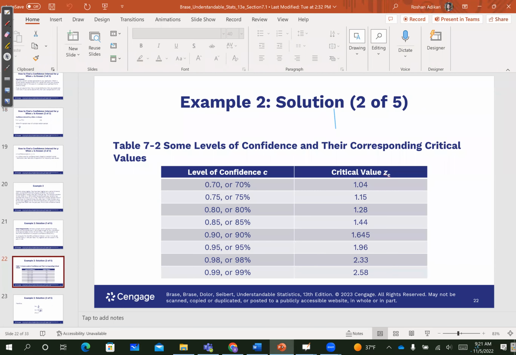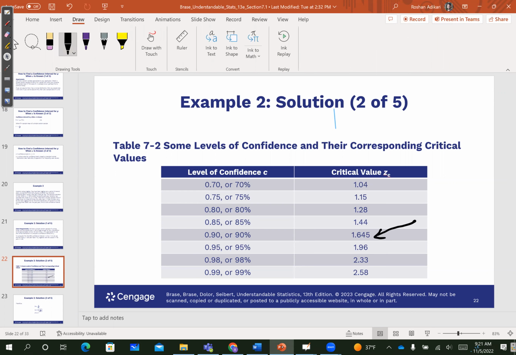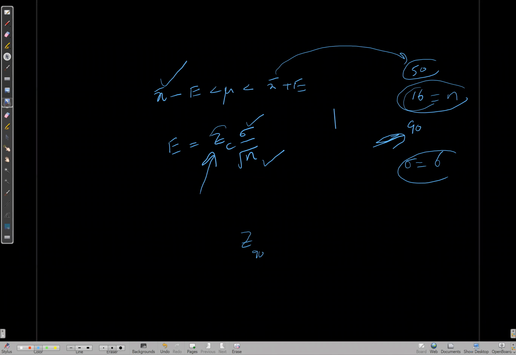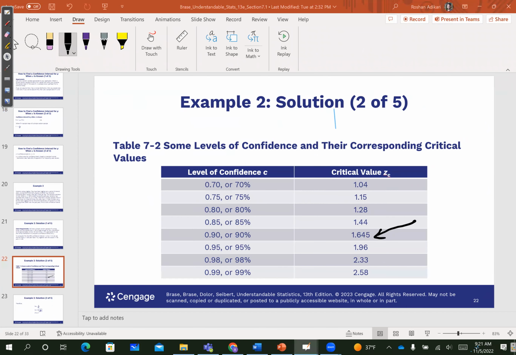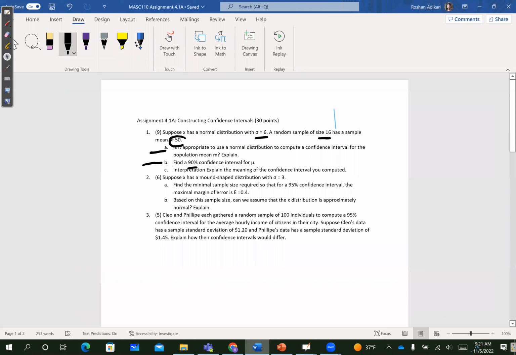Now in order to find that, let me give you another hint. See this table, you have to use this table. As you can see, for 90%, this value, the critical value, is going to be that value. If you read those examples, the exercises in the assignments are quite exactly the same. So you can do this, right? I think that's enough hint.